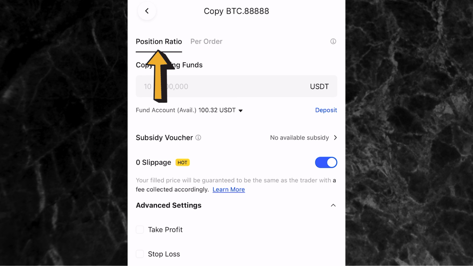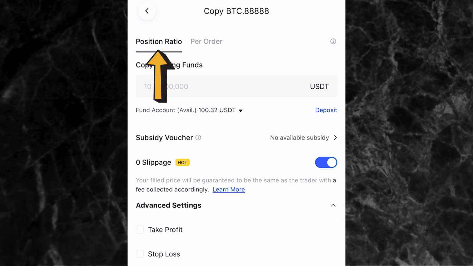This means that you will also be entering the trade with 10% of whatever you have in your wallet. That's a simple strategy right there. So if the person is entering with 25% of whatever he has in his wallet, you will also be entering the trade with 25% of whatever you have in your wallet. So I hope you get the logic right there. So that's if you want to use this position ratio.